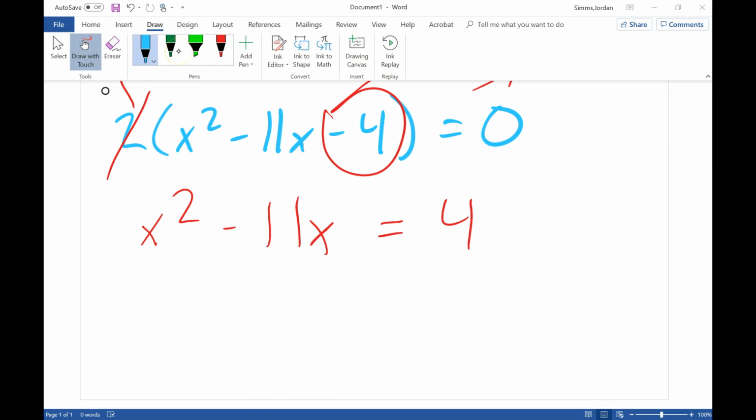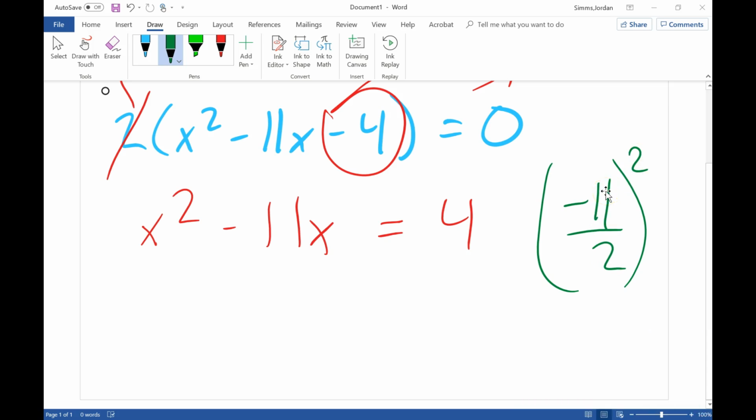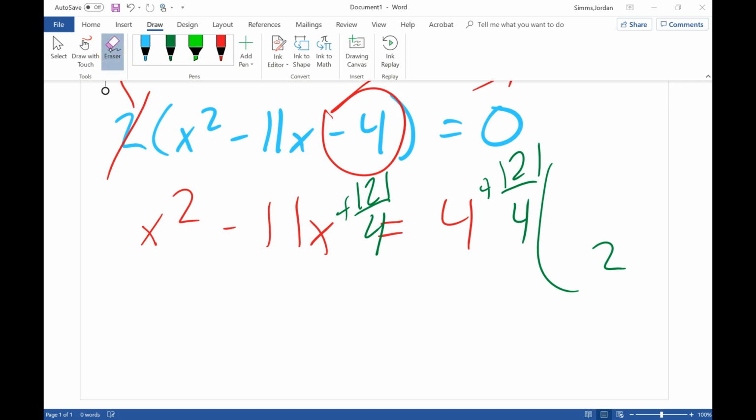Let me get a different color here. I have negative 11, half of that, and then we square it. Now, that would give us a decimal, so I'll just leave it. Negative 11 squared is 121, so I'm going to add 121 over 4. Because again, when we square a fraction, we square the numerator and we square the denominator, right? So 2 squared is 4, and I have to add that over here as well, plus 121 over 4. So we're just going to add that to both sides.